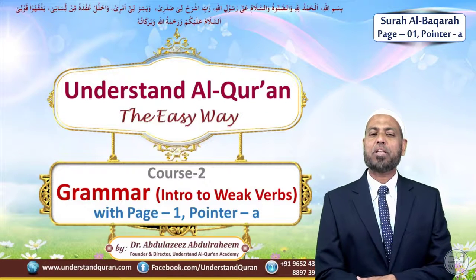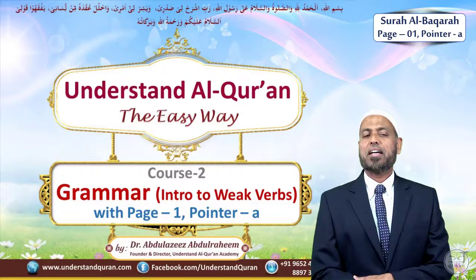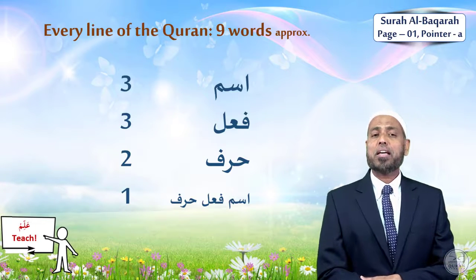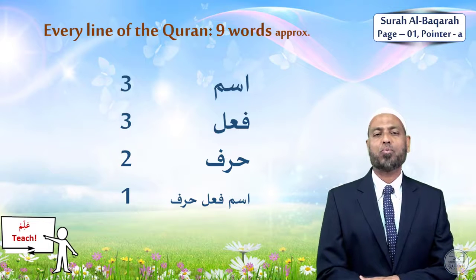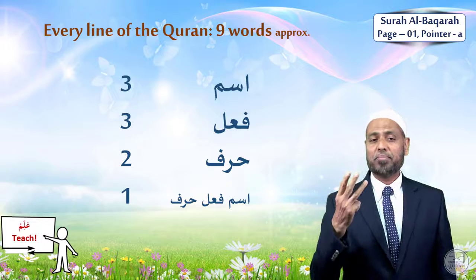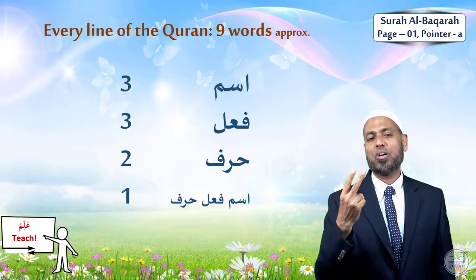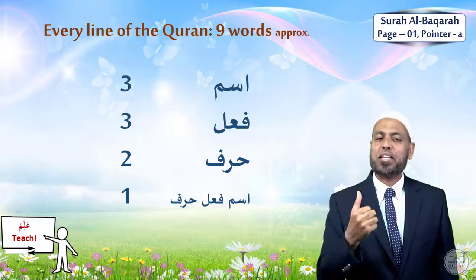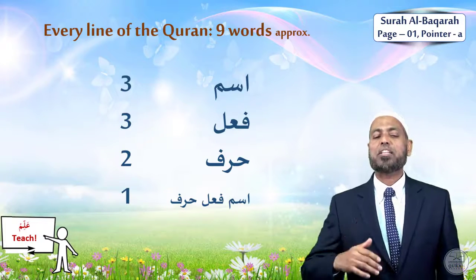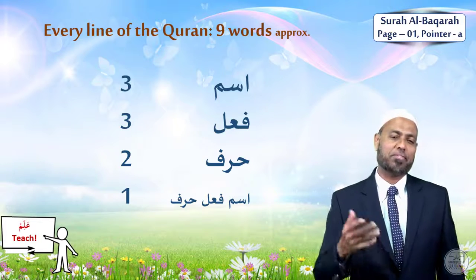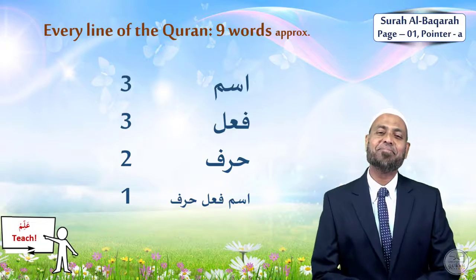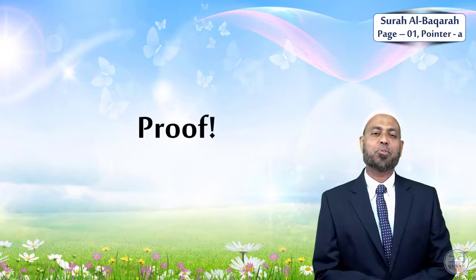Understand Al-Quran the easy way, part B, in which we will take an introduction to weak verbs. Every line of the Quran has 9 words approximately, in which 3 are ism, and 3 are fi'l, and 2 are harf. And the remaining one, so 3 plus 3 plus 2 is 8, and the remaining one can be ism or fi'l or harf. Alright, so can you teach your friend, Alim? Let's take proof of that.